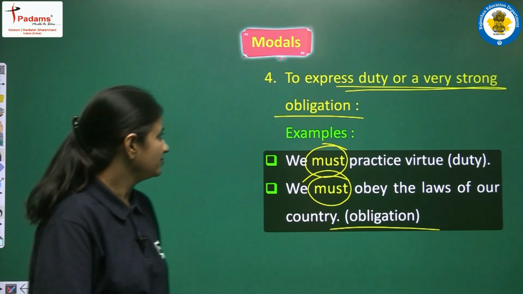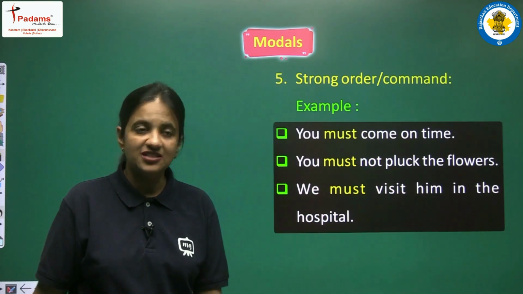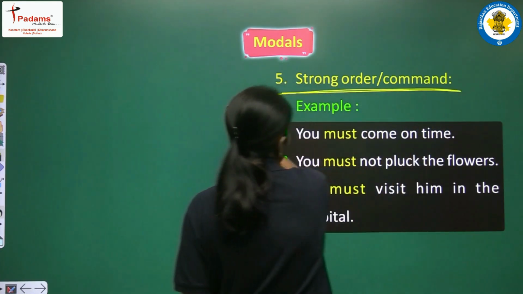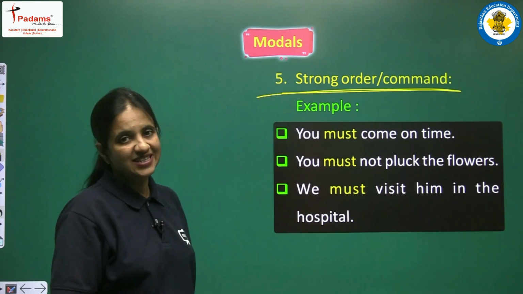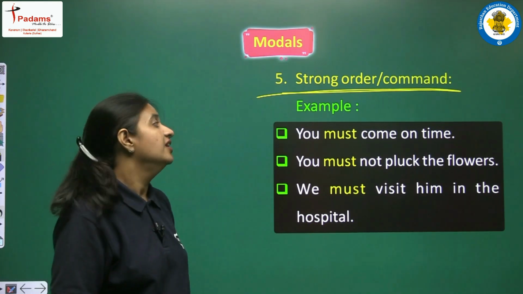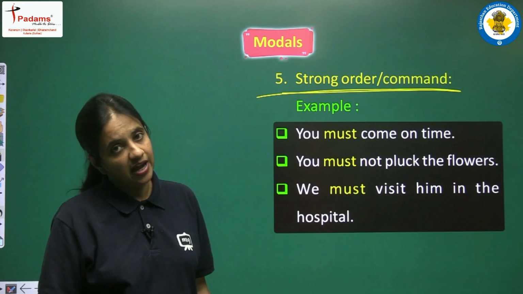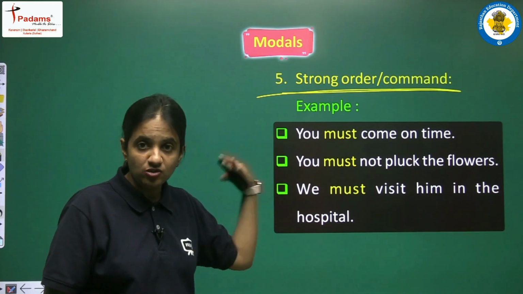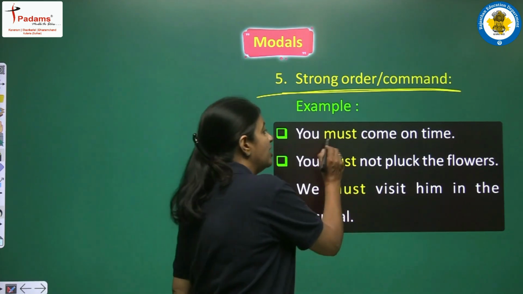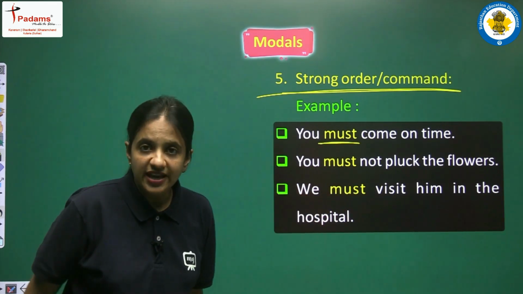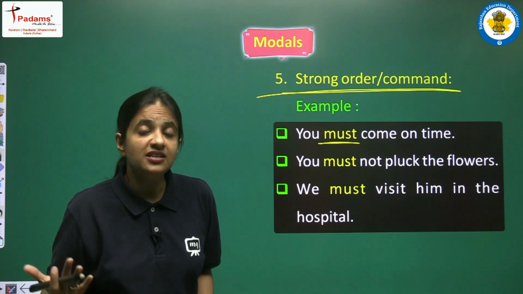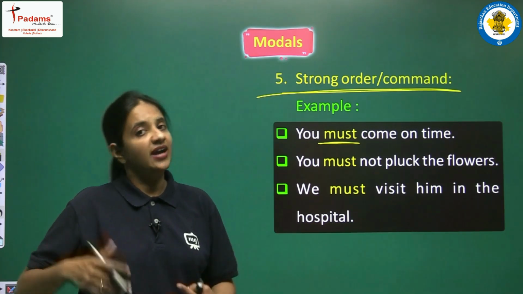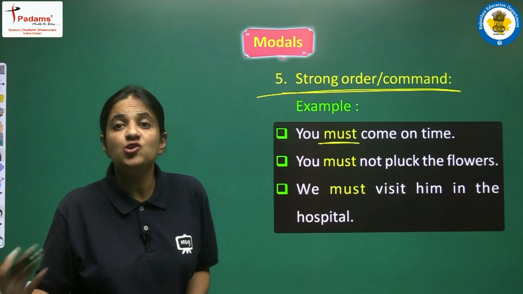Okay. So next use of must, let's see, it is used to express a strong order, or we can say command. So let's see the examples related to this point. You must come on time. So we are giving this kind of order, this kind of command to someone, and again when we are using must, we are saying that that person has no other option, he has to come on time, otherwise he has to face the consequences.